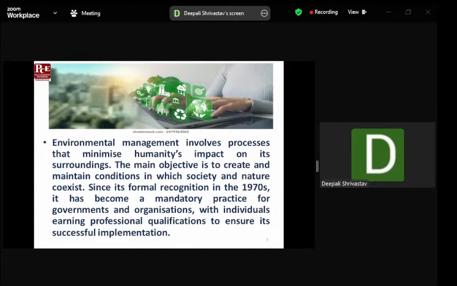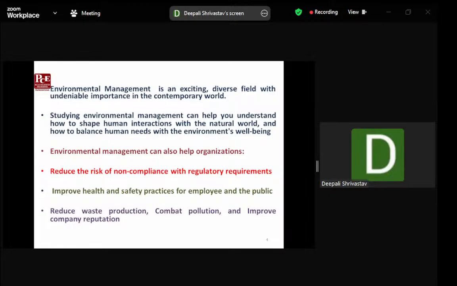So if you say environmental management, it involves the processes that minimize humanity's impact on surroundings, and the main objective is to create and maintain conditions in which society and nature can coexist. Since its formal recognition, it has become mandatory practice for government and organizations to have an individual with a professional qualification to ensure its successful implementation. So if everybody is now concerned from ocean to ozone, this is undeniable importance.